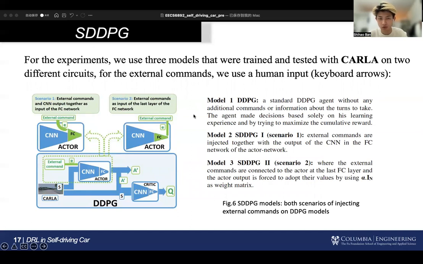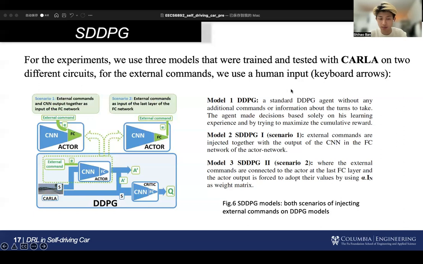For the experiment, we use the 3 models as we train and test in CARLA on 2 different surfaces, for external command combined with human input. So this figure shows us both scenarios of injecting the external command on the DDPG model, right? Here are the 3 models. We have the DDPG, this SDDPG1, and SDDPG2 in different scenarios.